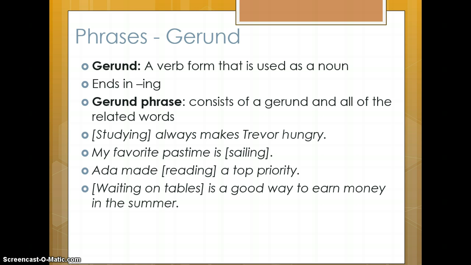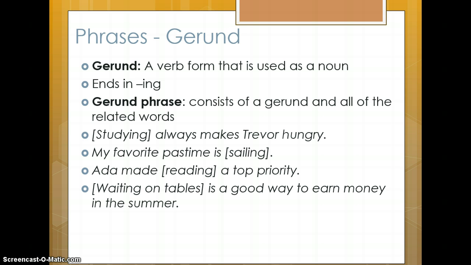So for example, studying always makes Trevor hungry. Studying, in this case, is a noun. It's the subject of the sentence. It makes Trevor hungry. Studying makes Trevor hungry. My favorite pastime is sailing. Sailing is your gerund. It says what the pastime is. In this case, it's functioning as a predicate nominative.